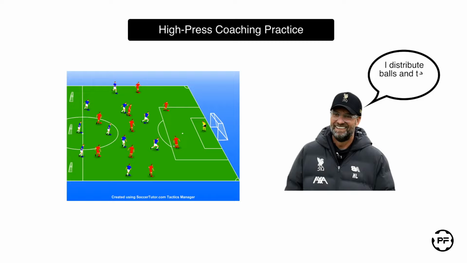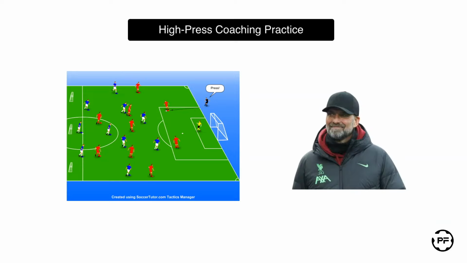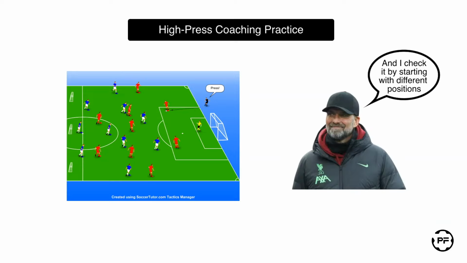The coach distributes the balls to the red team and instructs the blues to start pressing. He ensures that the blue team properly executes our established pressing tactic, which implies that the player closest to the ball carrier always applies pressure on him, while all other players cover all potential receivers. The coach can begin by distributing the balls to different positions within the red team, ensuring that the blue team executes the pressing correctly regardless of the circumstances.